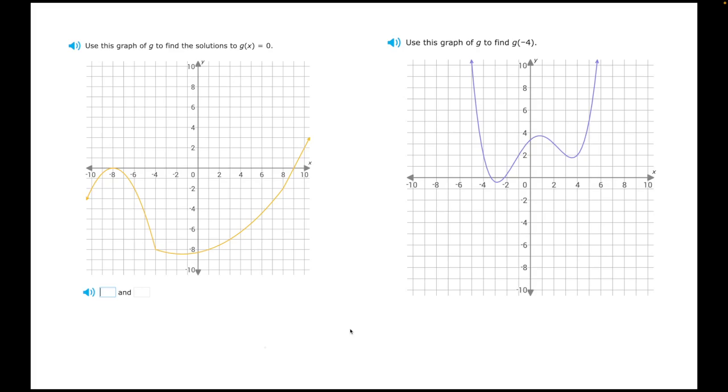Okay, now that you've had time to work these problems, let's check your solutions. Okay, for the first problem, they told us the y is 0, right? Function g, but the y is 0. So we should have gotten -8 and +10.